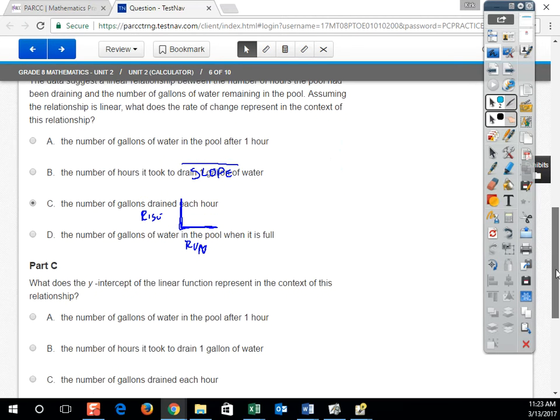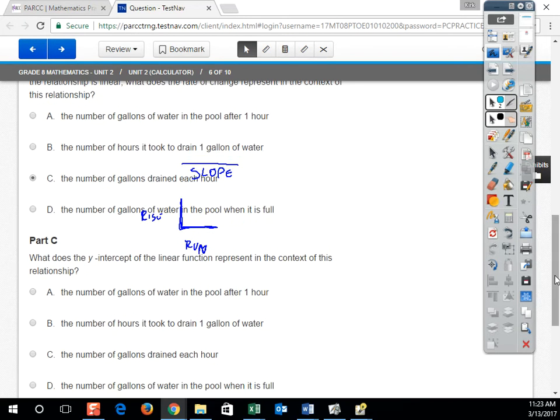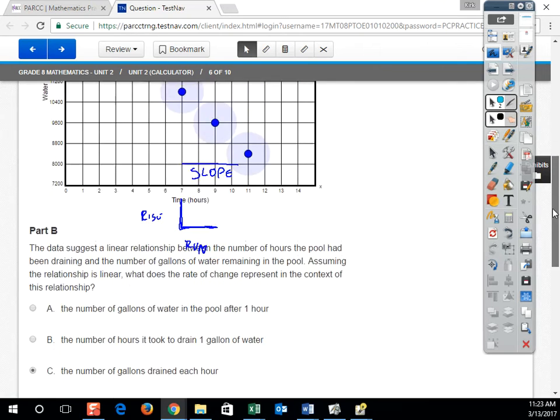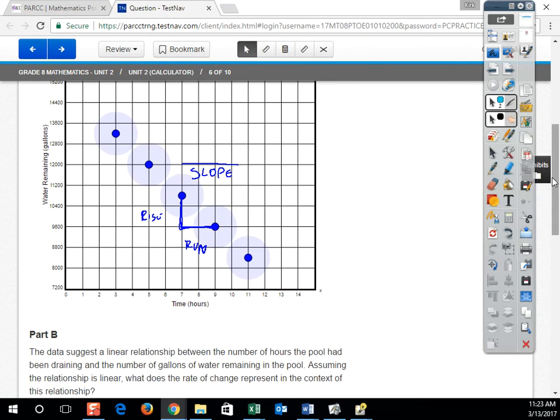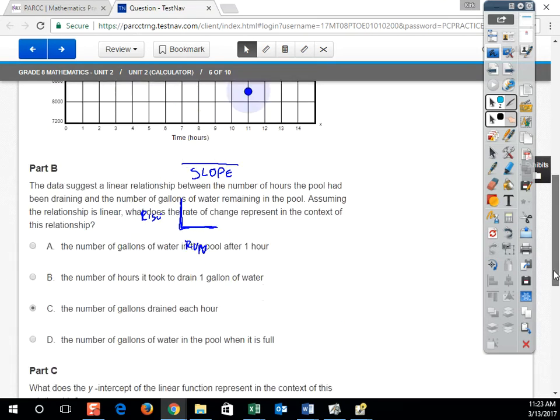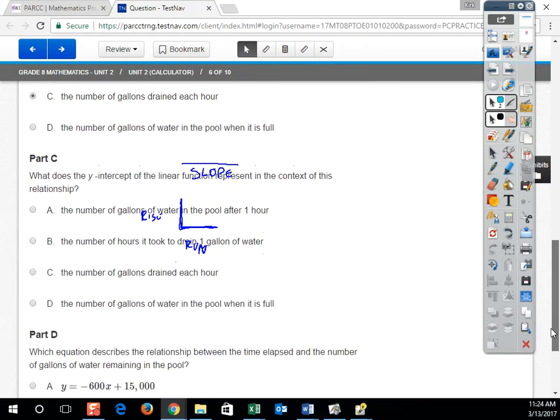Question C. What does the y-intercept of the function represent in the context of this relationship? Well, if I go back to my graph, the y-intercept is going to be way up here, right? And that's going to be how much water is remaining after 0 hours of draining. Well, therefore, that means that's how much water was in the pool to begin with.